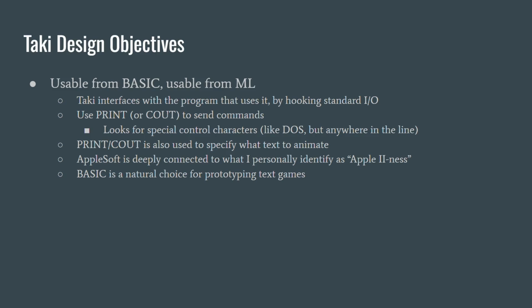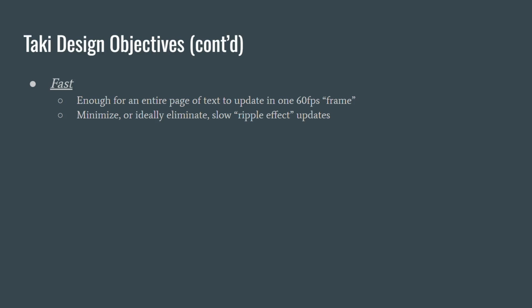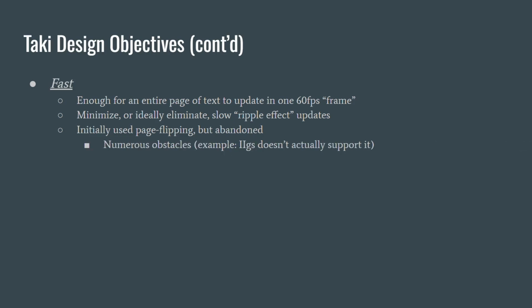Another design goal is that it should be able to run fast enough that an entire page of text can be updated in a single frame. I don't want the user to see ripple effect updating the way you do if you fill a screen of text in BASIC using print commands. An earlier version of Taki was built entirely around page swapping, but for the text pages, there turns out to be a number of complications to using that feature, including the fact that early Apple IIGSs actually don't do it in hardware at all, but emulate it in software. It also made reasoning about what Taki was doing more complicated than it should be.